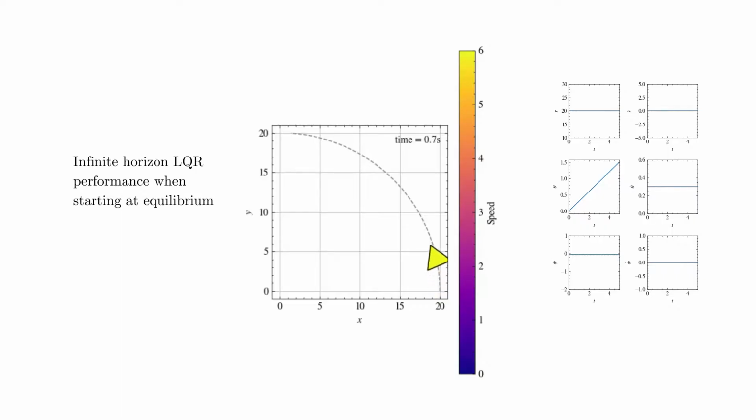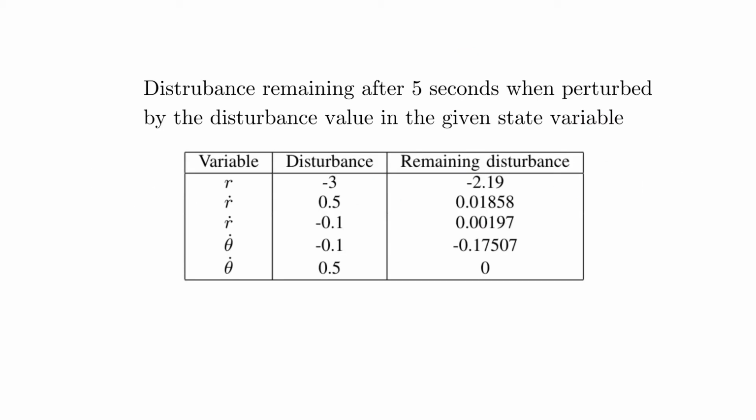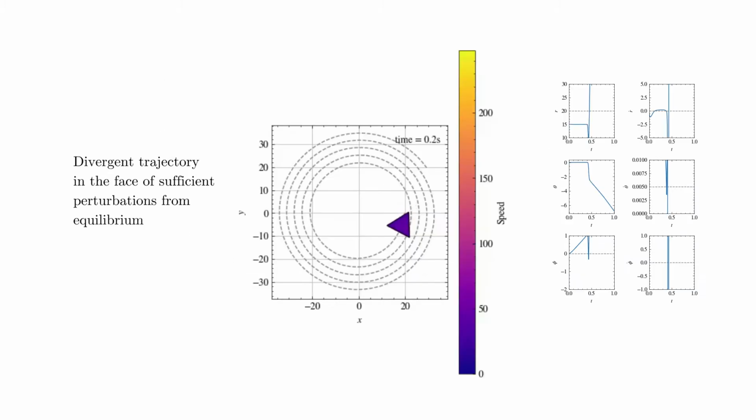Infinite horizon LQR can maintain the cornering equilibrium pretty well, as you would expect. You know, when you start at the equilibrium, you stay at the equilibrium. And it can also tolerate reasonably large deviations in the initial conditions, but not a huge amount. This table summarizes how well it responds to disturbances in the different state variables, and these were about as big as I could get without the vehicle diverging into some other arbitrary trajectory, so I just got these by playing around with different initial conditions.